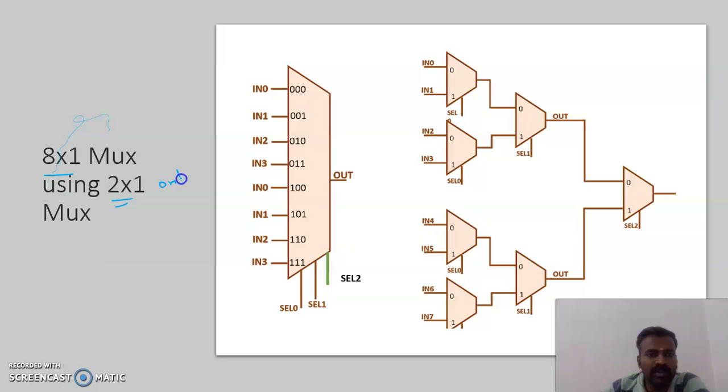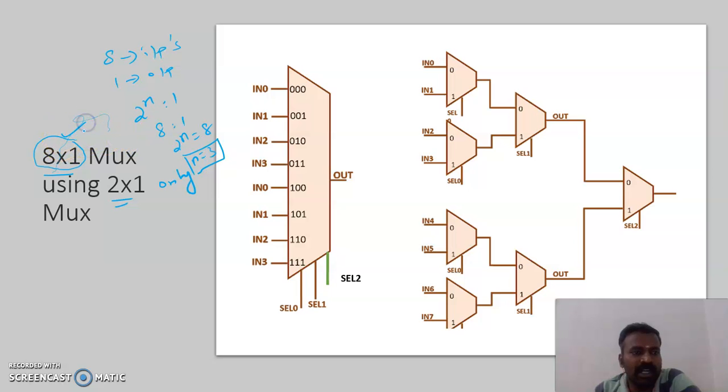Here the term is very important: 2x1 only. Do not use any other elements other than the 2x1 multiplexer. So we'll discuss the 8x1 multiplexer first. I already explained it in my last lecture. In an 8x1 multiplexer, 8 indicates the inputs and 1 indicates the output, and we find the number of selection lines needed using the formula 2 power n is to 1. So 2 power n equals 8, so n is equal to 3. We need 3 selection lines for this 8x1 multiplexer design.